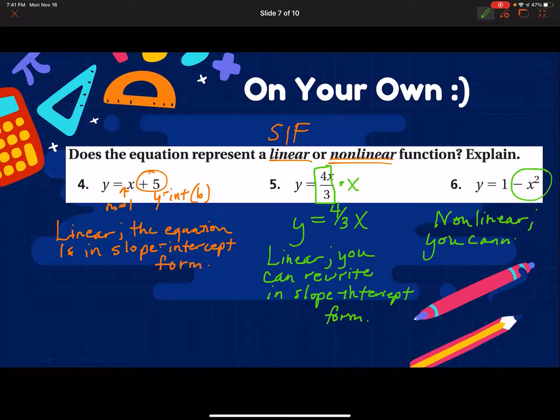You cannot rewrite in slope-intercept form. If I try to undo the squaring, I'm going to have the square root, and I'm still not going to be able to get rid of that factor.